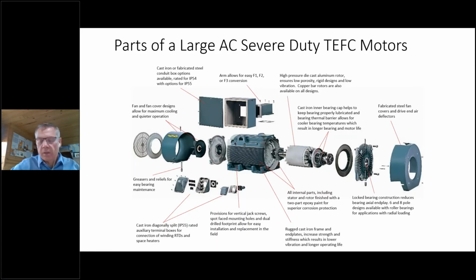There's a slide here. I think there's two little animations that I will advance. I'm not going to spend a lot of time on this because I don't want to run out of time, but these are the significant components you would see on the TEFC large AC motor.